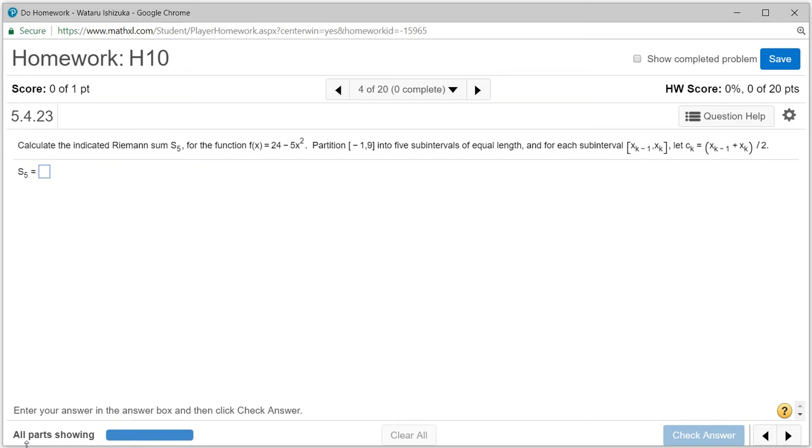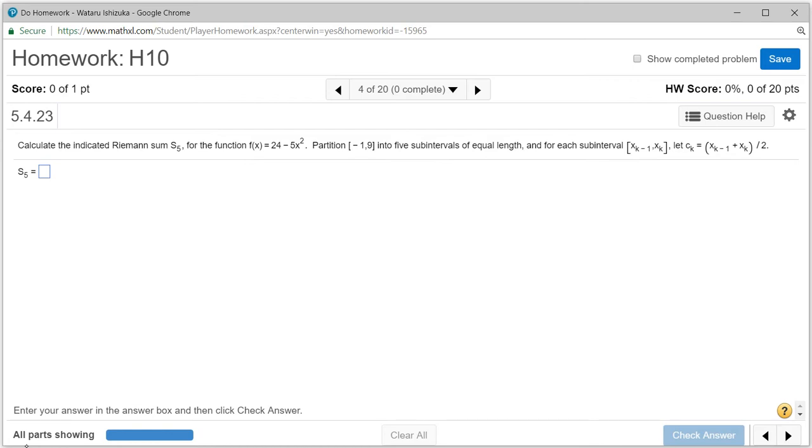All right, let's look at homework 10, problem number 4. We want to find the Riemann sum S5 for the function f of x given here. The interval is from -1 to 9, and we're going to split that into 5 subintervals of equal length.